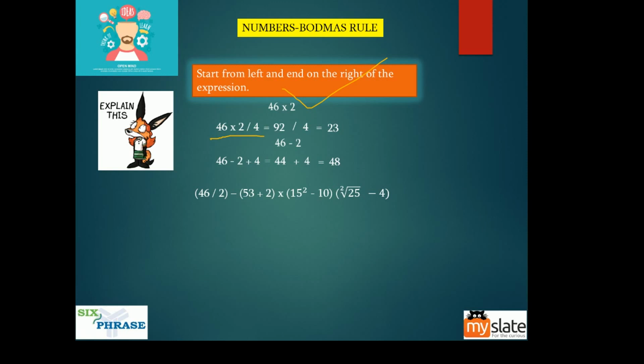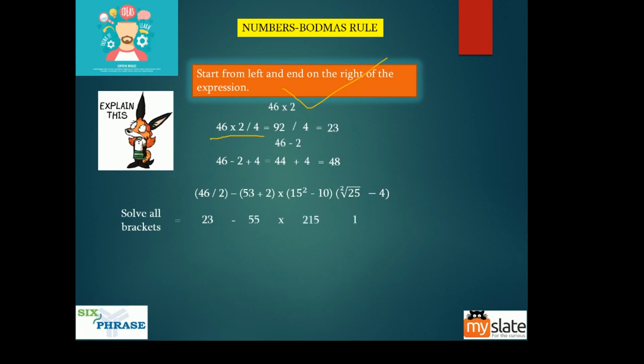So 46 by 2 became 23. 53 by 2 plus 2 became 55. 15 square is 225, minus 10 becomes 215. Root of 25 is, guys, 5. 5 minus 4 is 1. Okay. So now you can remove the brackets. So that is what I'm doing. So with the brackets removed, no difference.